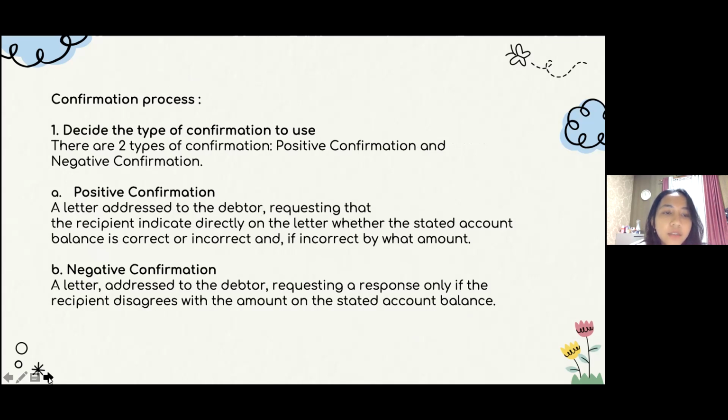Confirmation process. The first step is to decide the type of confirmation to use. There are two types of confirmation: positive confirmation and negative confirmation. The positive confirmation is a letter addressed to the debtor requesting that the recipient indicate directly on the letter whether the stated account balance is correct or incorrect, and if incorrect, by what amount. The negative confirmation is a letter addressed to the debtor requesting a response only if the recipient disagrees with the amount on the stated account balance.